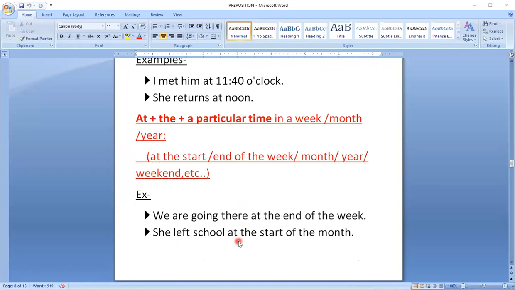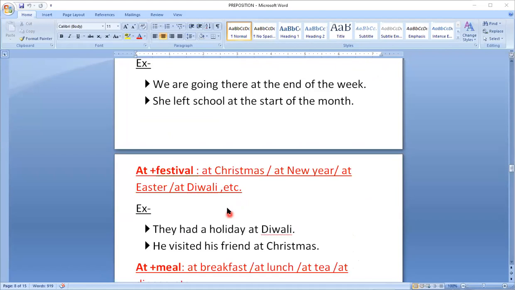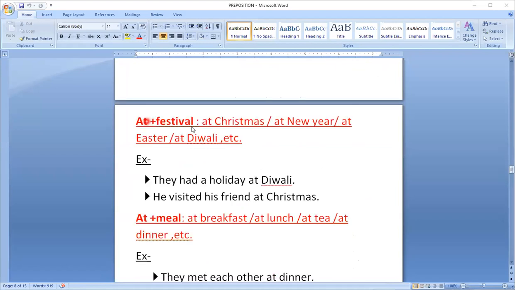Okay students, now another use of the at preposition is at plus festival. As you know very well, festivals like Christmas, New Year, Easter, Diwali, etc. So you use the at preposition with a festival. Look at the example. They had a holiday at Diwali. Here we talk about the name of a festival, as here we write at Diwali, so we use the at preposition before Diwali.